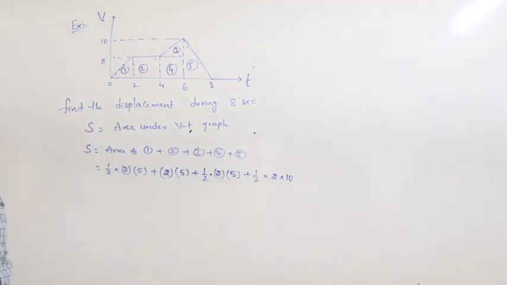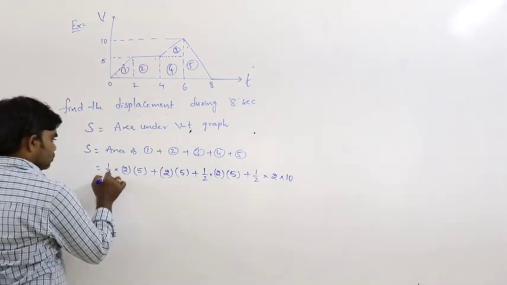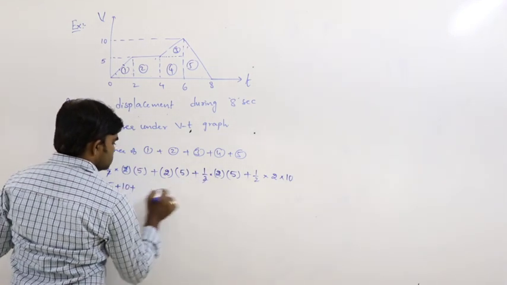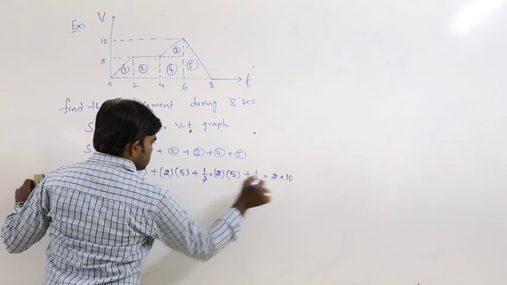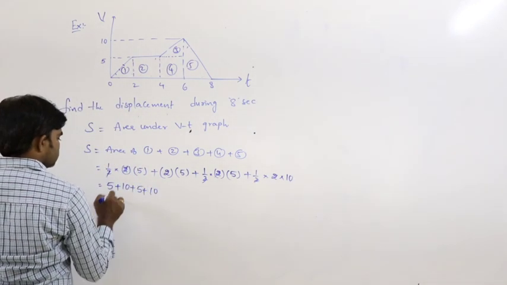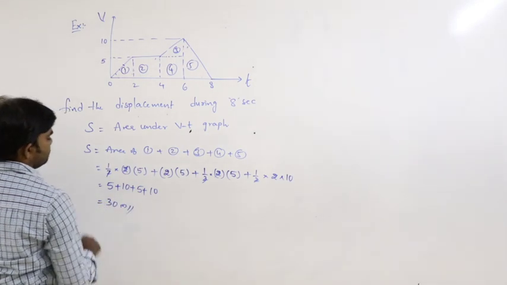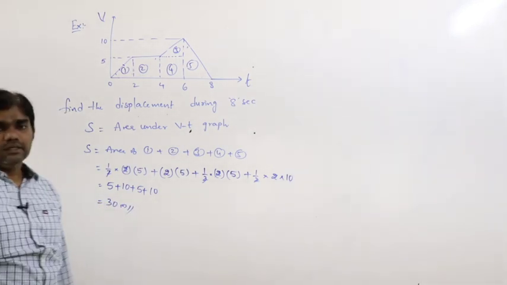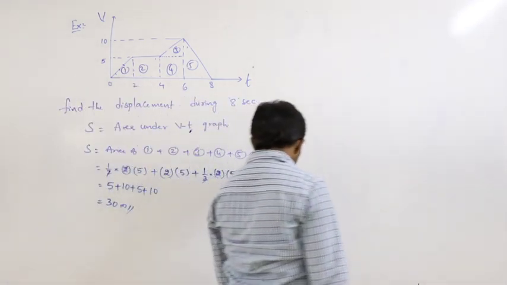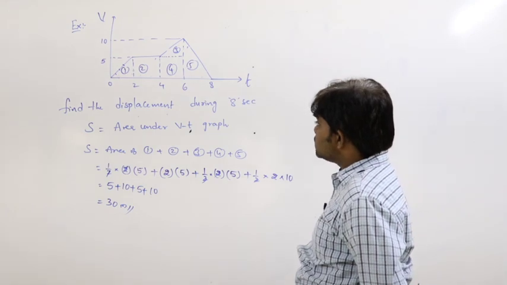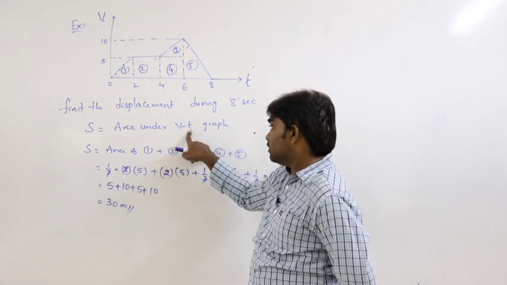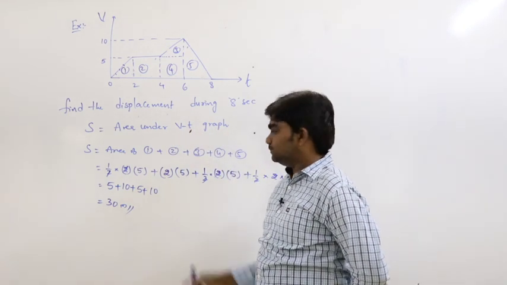That is the areas. So 2 gets cancelled. It is 5 plus 10 plus 2 cancel. 5 plus 2 cancel, 10. So 10 plus 5, 15 plus 10, 25 plus 5, 30. That is the way to calculate the displacement. Area under velocity time graph gives displacement.